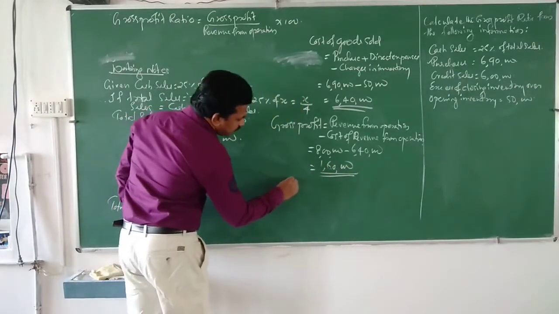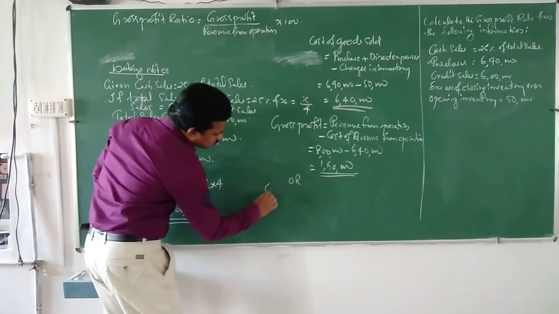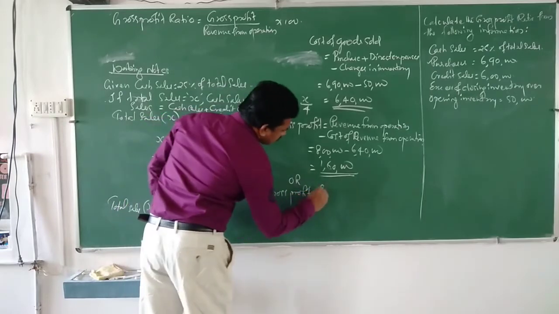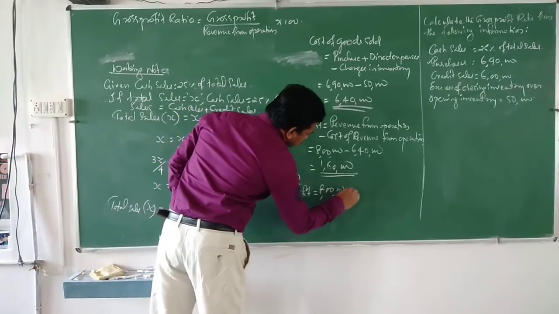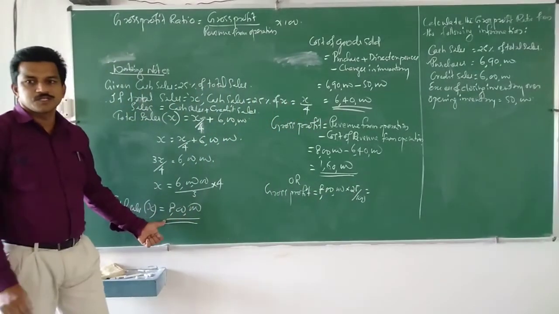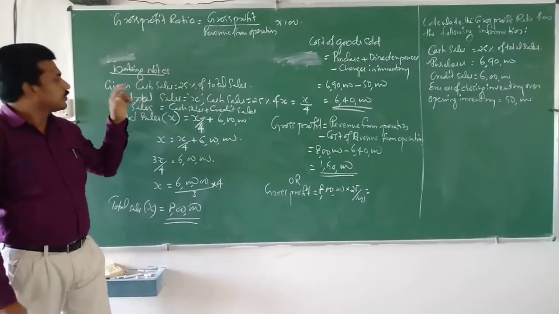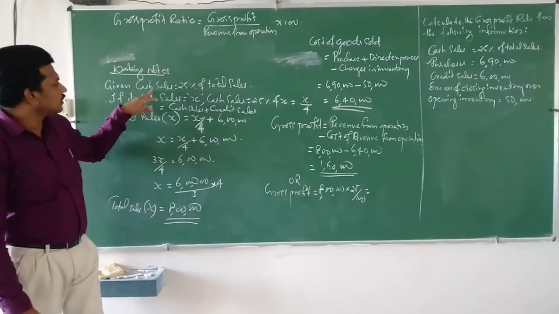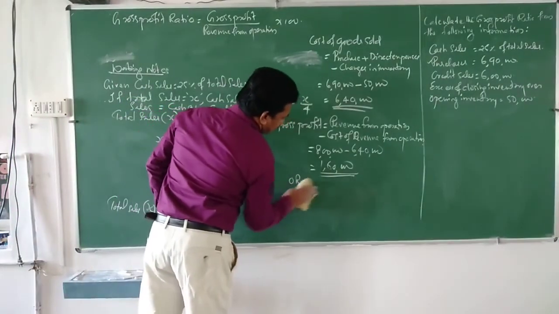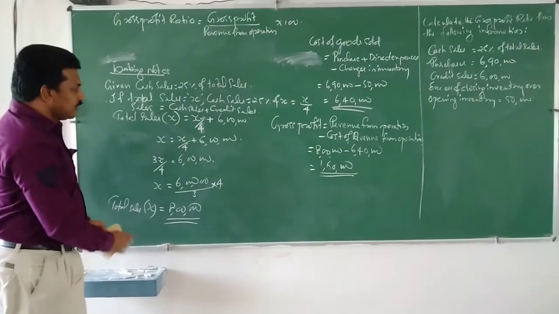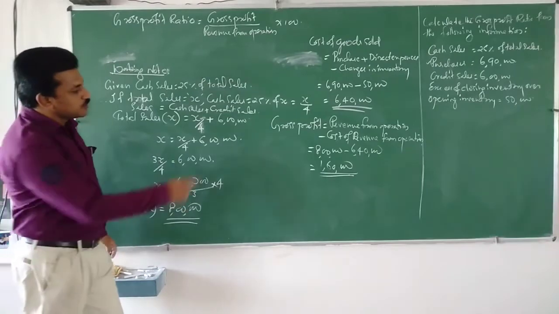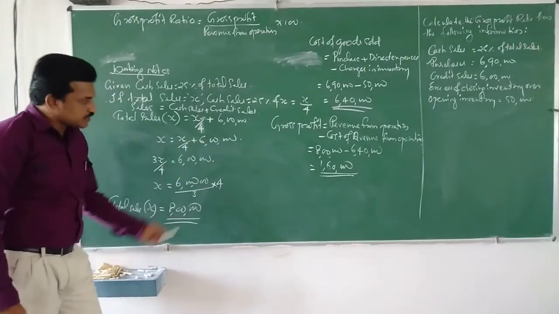Otherwise, as we have told, we can calculate like this also. Gross profit is equal to 8 lakh into 25%. Sorry, that is cash sales only, that maybe we cannot calculate, because this gross profit is not. Okay, so it is cash price only 25%. So we have to calculate gross profit like this, 1 lakh 60.